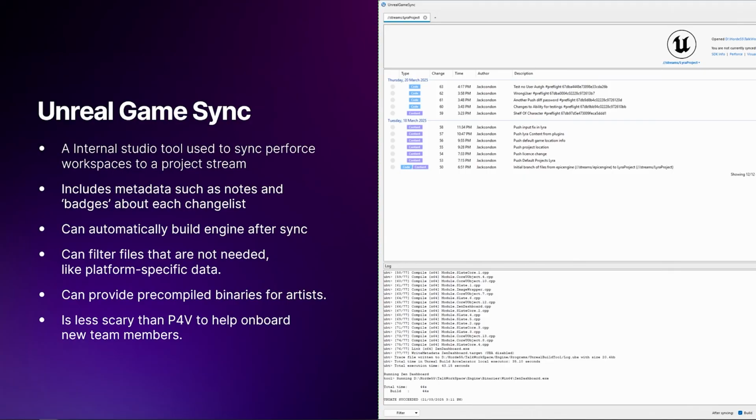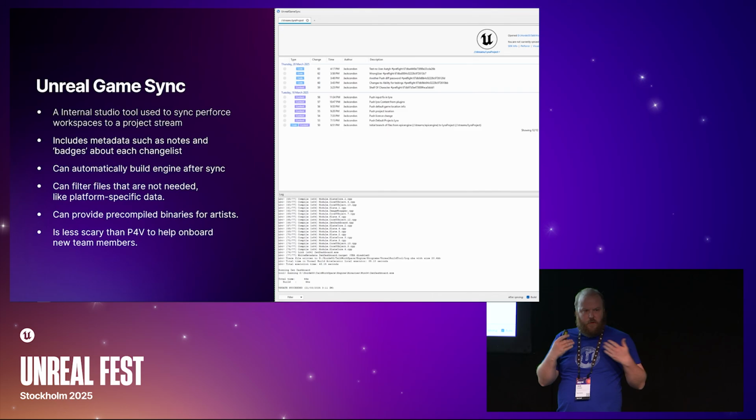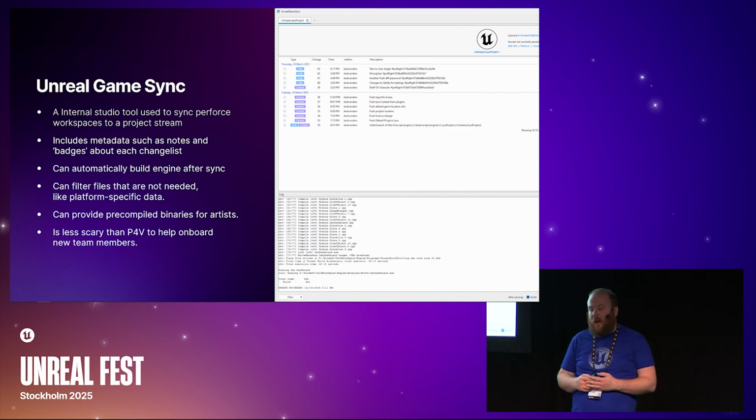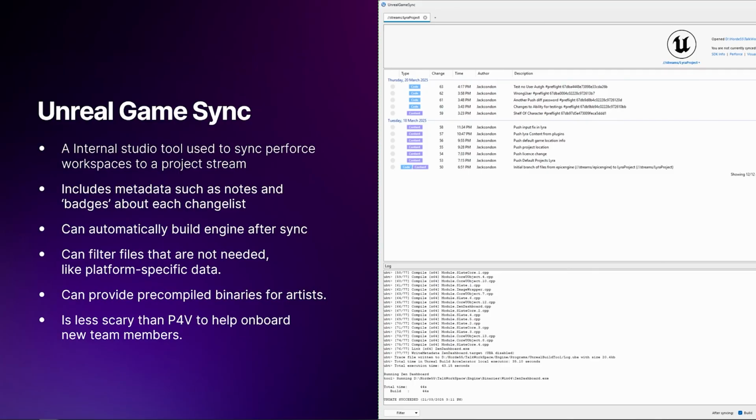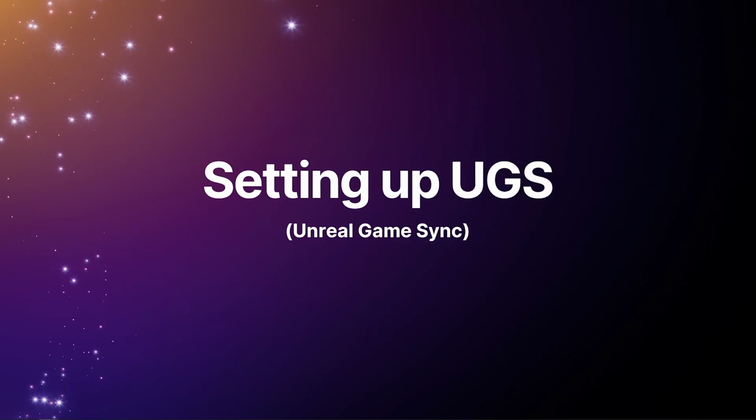It's really great for keeping the engine and a project sort of in lockstep as well from a user interface perspective. And it adds a lot of great metadata to specific change lists. It can also handle pre-compiled binaries and makes the entire experience of dealing with source control just easier. However, a lot of teams have been hesitant to use UGS because it was perceived as difficult to set up. And I'm here to say that that has very much changed.